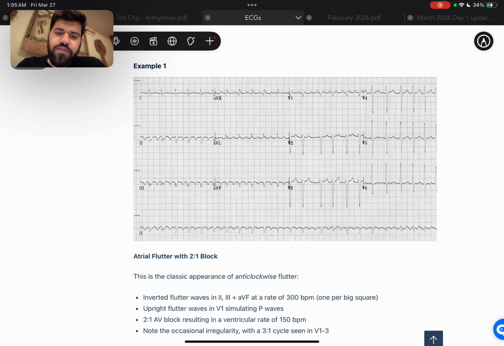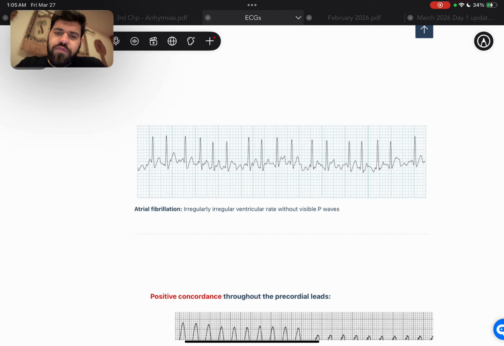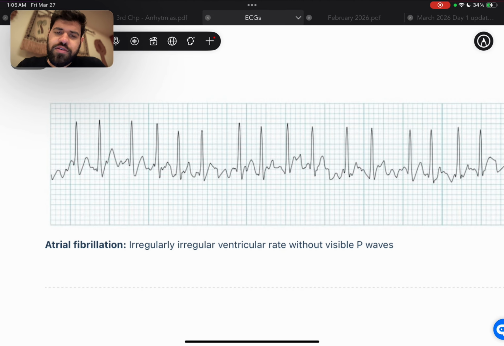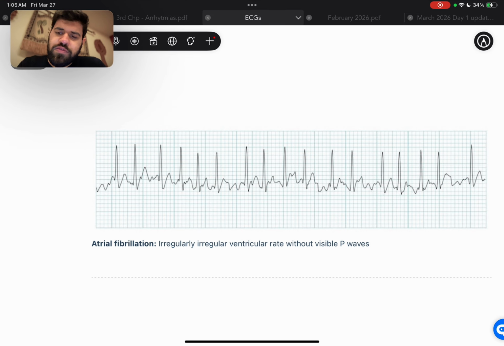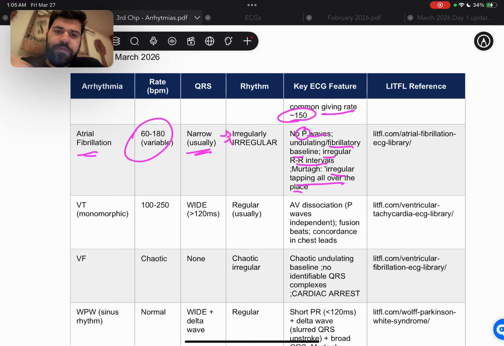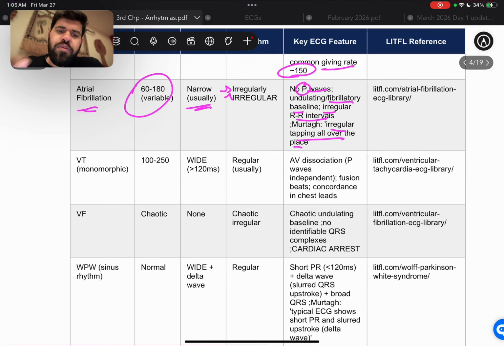Again, this was an atrial flutter, and there we go, fibrillation, completely irregular, and this is without visible P waves. Now this is a hallmark for atrial fibrillation, that there are no visible P waves. All right. Now coming up to VT, ventricular tachycardia, which is monomorphic.